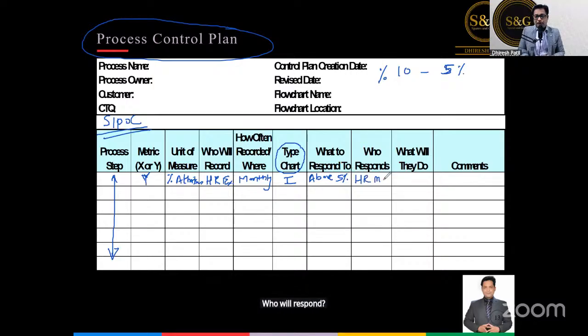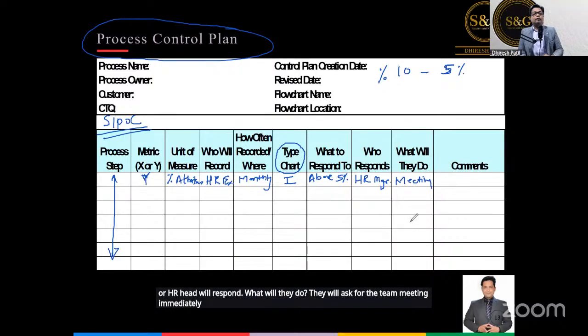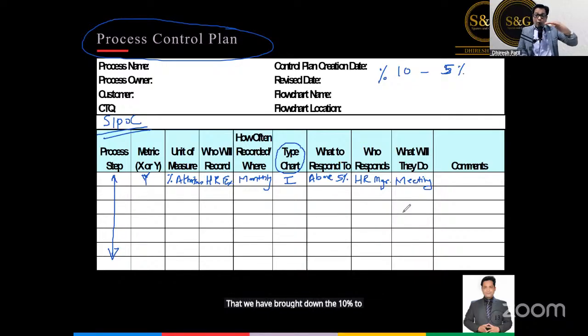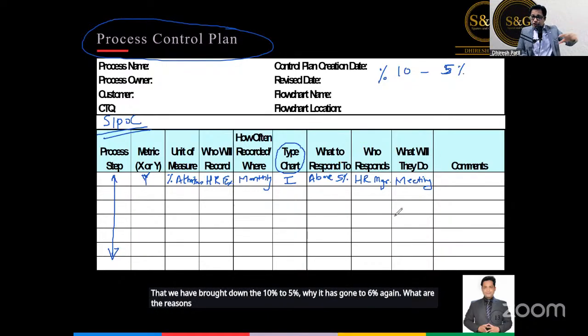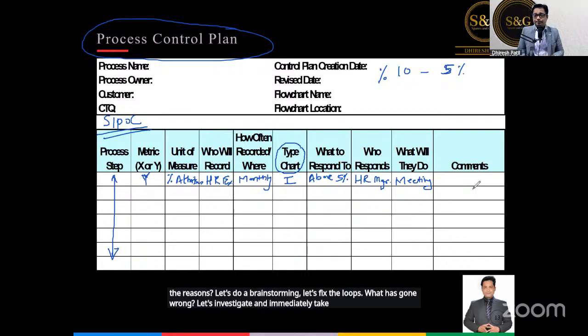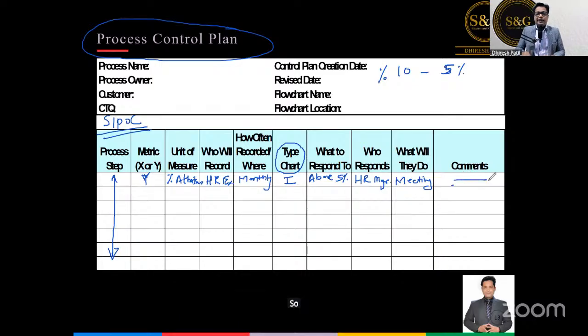The HR manager or HR head will respond. What will they do? They will ask for a team meeting immediately. That we have brought down the 10% to 5%. Why has it gone to 6% again? What are the reasons? Let's do a brainstorming. Let's fix the loops. What has gone wrong? Let's investigate and immediately take the action. So the comments will be over here. Are you clear? And this is called a control plan.